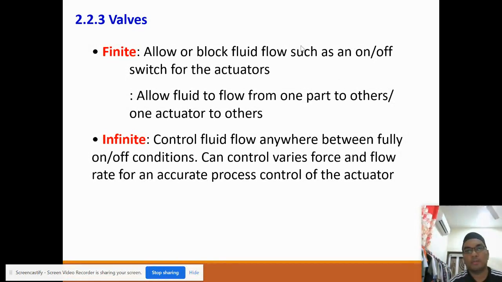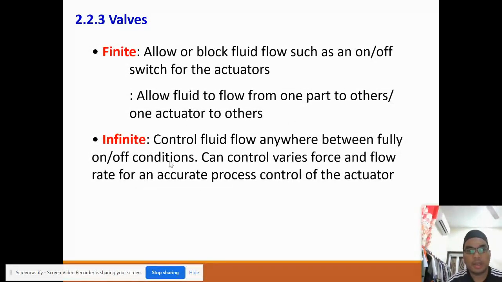For both pneumatic and hydraulic actuator systems, we have two types of valve, which are finite and infinite valves. The finite valve just allows or blocks the fluid flow, such as a switch on or off for the actuator. When on, we allow the flow to move the actuator, and when off it blocks the movement. Basically it allows fluid to flow from one part of the system to another, or from one actuator to another. That's why we call it finite.